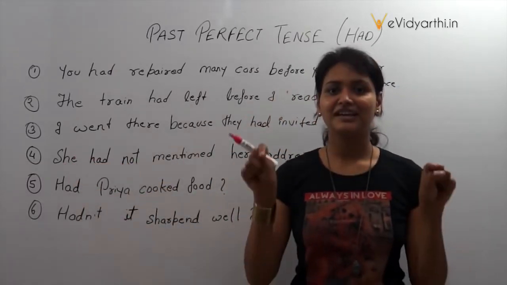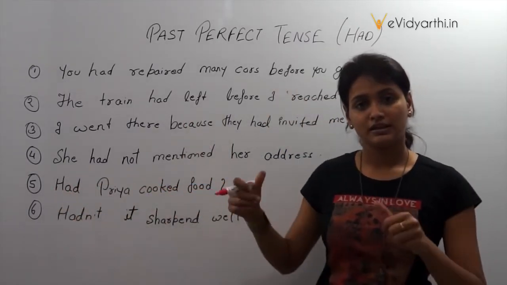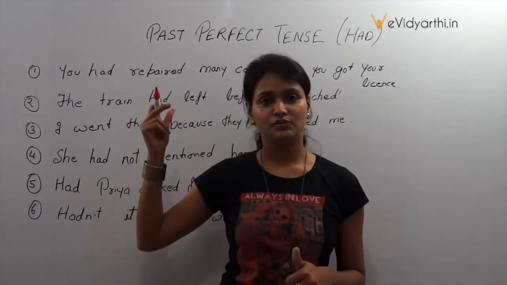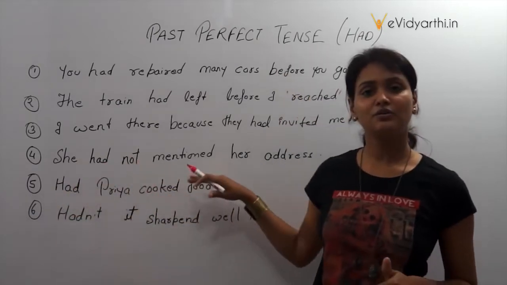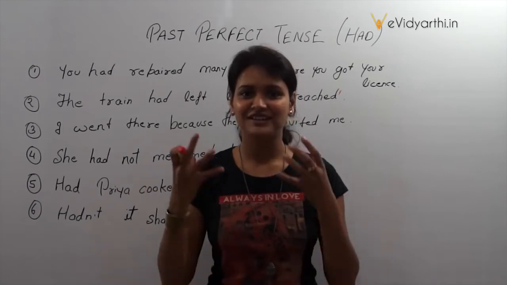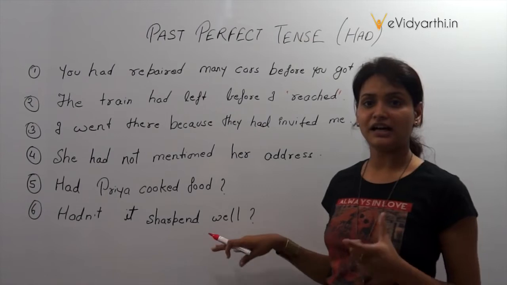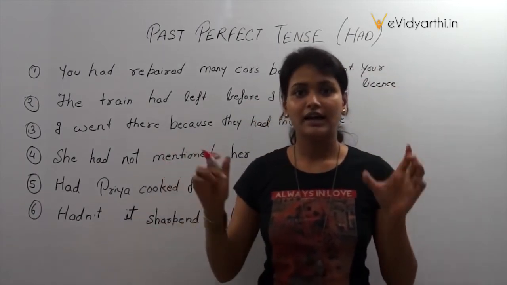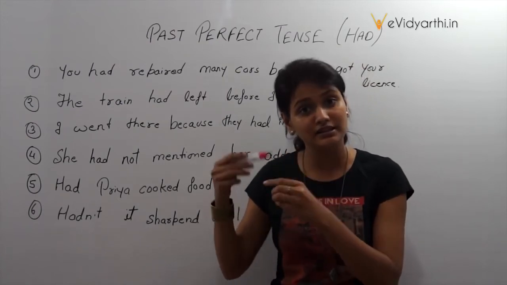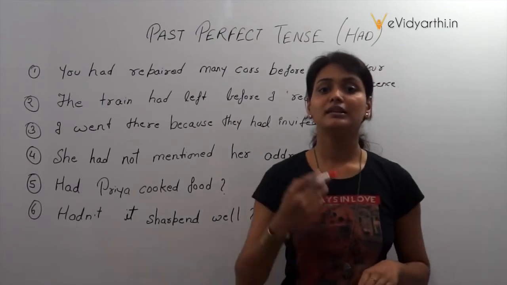Asking a question in past perfect tense. Had Priya cooked food? It is about the very much past. क्या प्रिया ने खाना बना लिया था? So it is had Priya cooked food. Asking a question with a negative emotion. Hadn't it sharpened well? I am talking about a sharpener here. Hadn't it sharpened well? क्या इसने ठीक से पेंसिल को शार्प नहीं किया था? That is a question asking in a past perfect with a negative emotion.